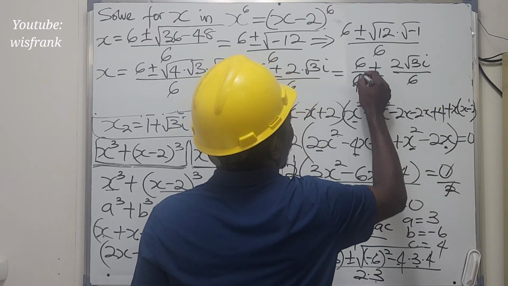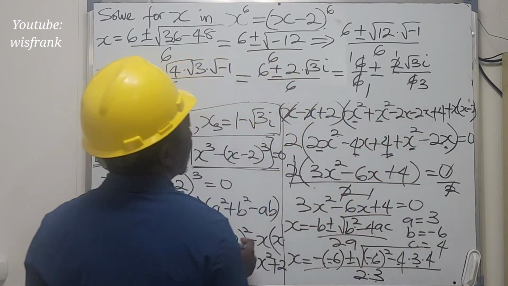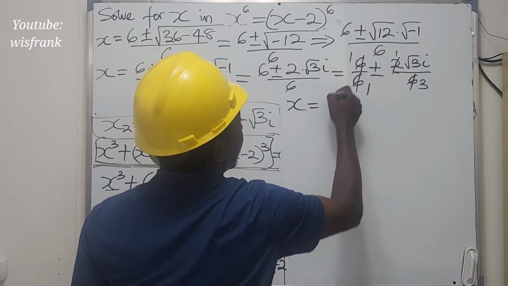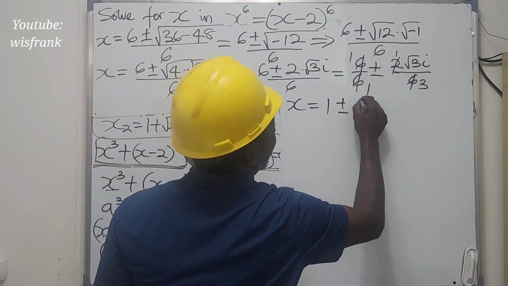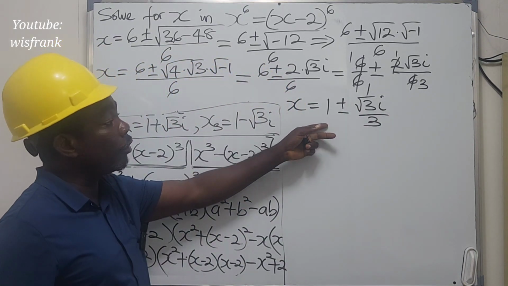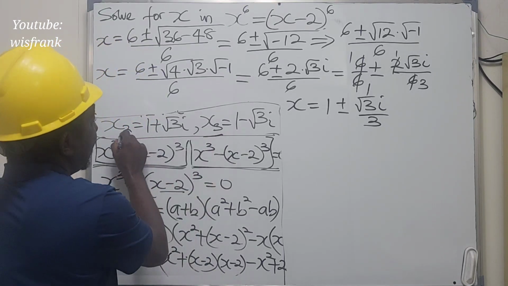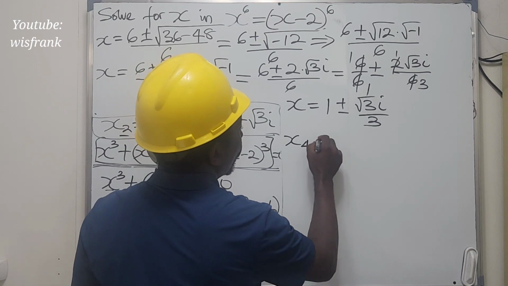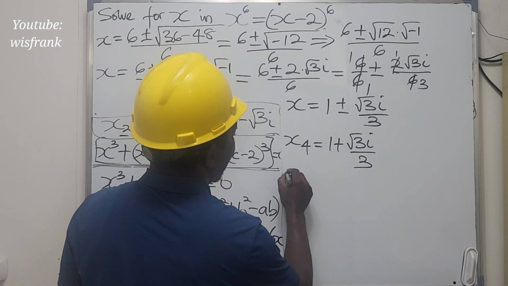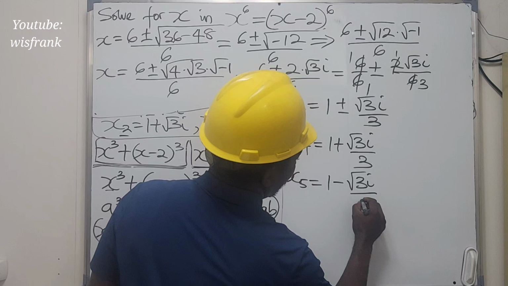6 will cancel here 1 and 6 will cancel here 1. 2 will cancel here 1 and 2 will cancel here 3. So we are now left with our value of x equals to 1 plus or minus root 3i all over 3. We have two values of x or two solutions of x in this solution. The last one here that we had x2 here and x3. So our x4 now will be equals to 1 plus root 3i all over 3. And our x5 here equals to 1 minus root 3i, this is all over 3.